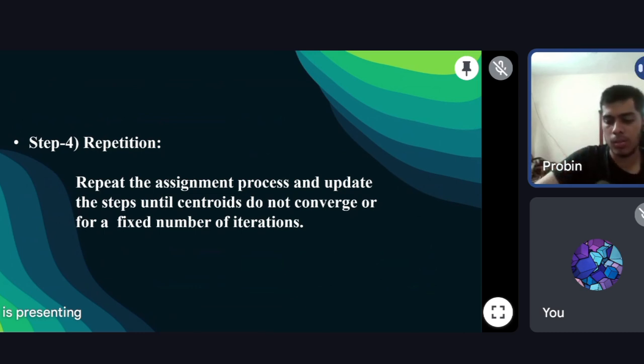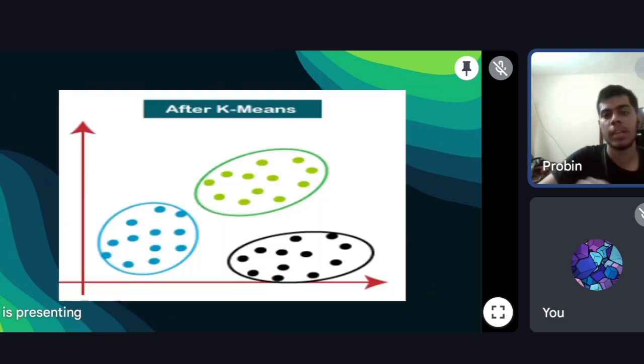After completing all these 4 steps, the data points will be clustered and categorized on some specific parameters. In this way, the k-means algorithm helps us find unknown patterns within the datasets, and these patterns are based on some specific characteristics that our data points share with each other.